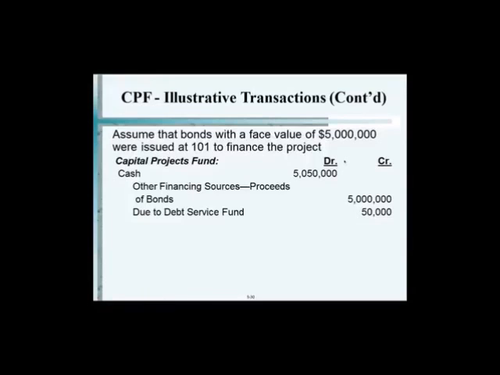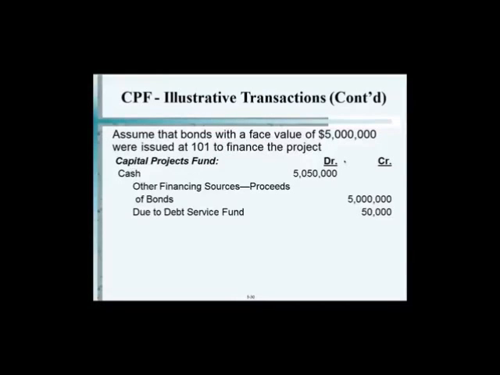Okay. Remember I told you that when you issue bonds, you issue them at face value. Hopefully you raise $5 million, you borrow $5 million. What you get back is dependent on what rate you're going to pay on those bonds. They can be sold at a premium or at a discount. In this case, what happened? The bonds were sold at a premium. So all they needed was $5 million. What did they get? $5,050,000.